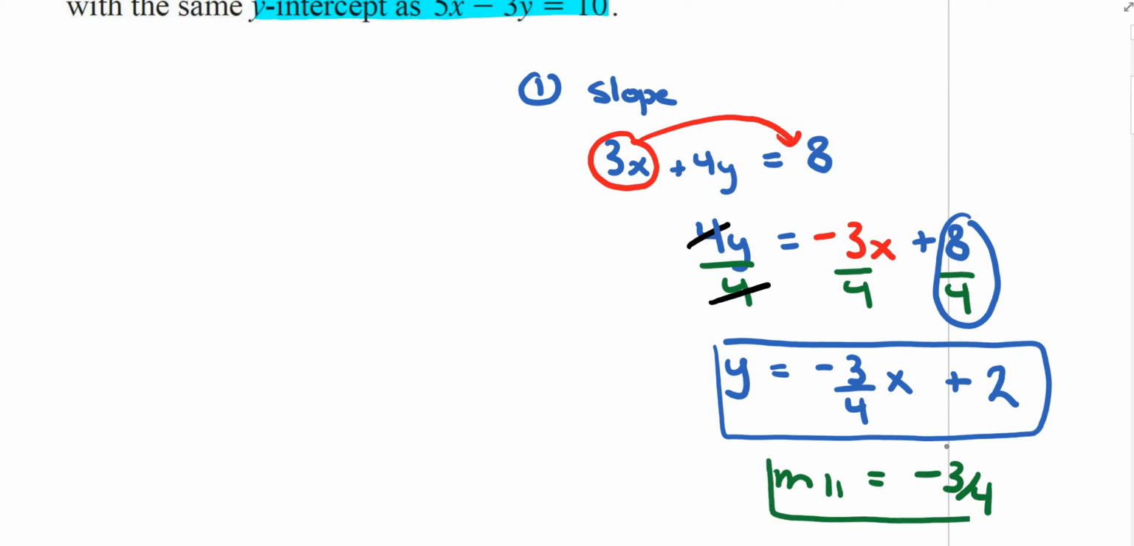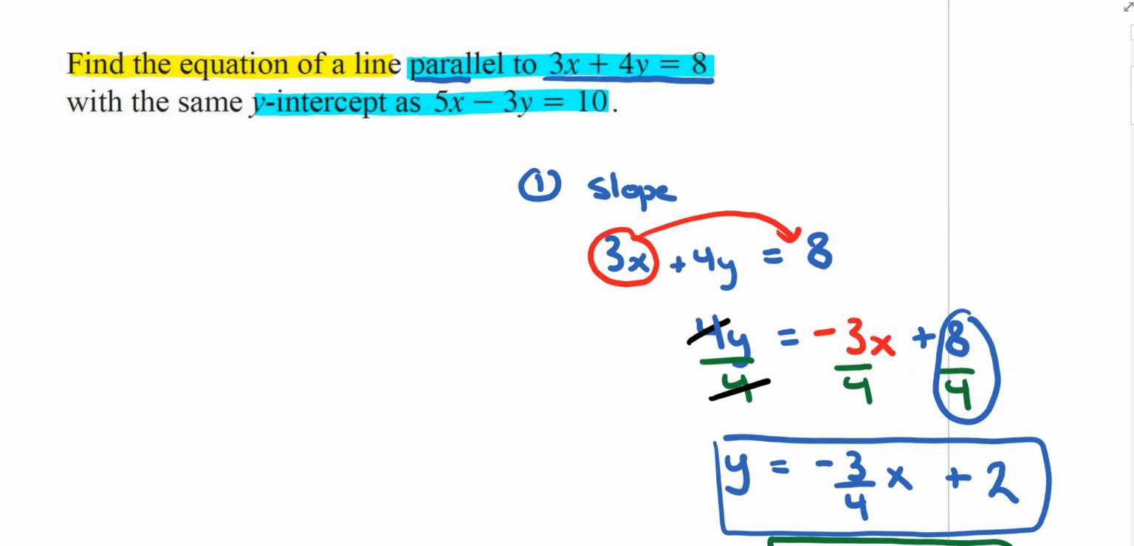So the slope of the parallel line will be just negative 3 over 4. Okay, so let's box that. We'll definitely need that for later on. And the other piece of information that's given to us in this problem is that the line that we're looking for has the same y-intercept as this line.